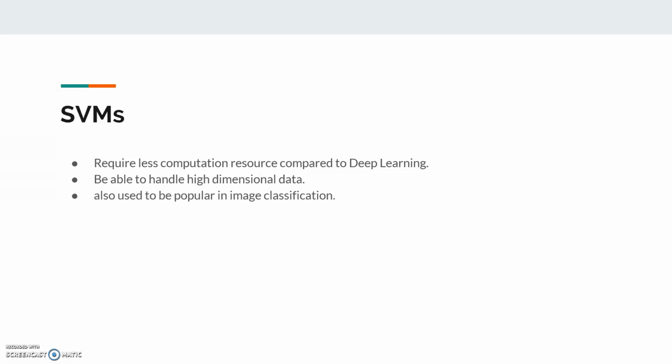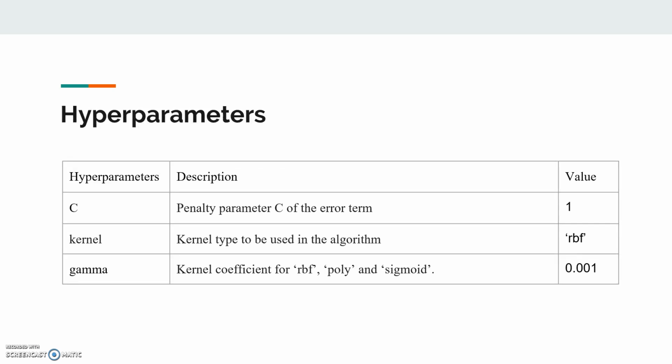We did support vector machines as well. So why SVM? It requires less computational resource compared to deep learning. It can handle high-dimensional data, and also it was a popular algorithm in image classification a few years ago. And we mainly control three hyperparameters. They are C, kernel, and gamma.